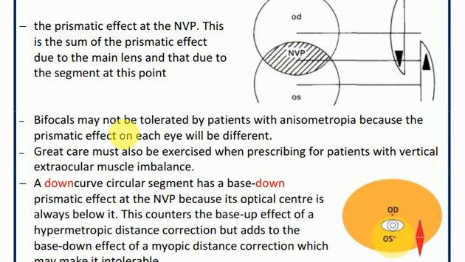Bifocals may not be tolerated by patients with anisometropia. Why? Because the prismatic effect on each eye will be different. Great care must also be exercised when prescribing for patients with vertical extraocular imbalance.